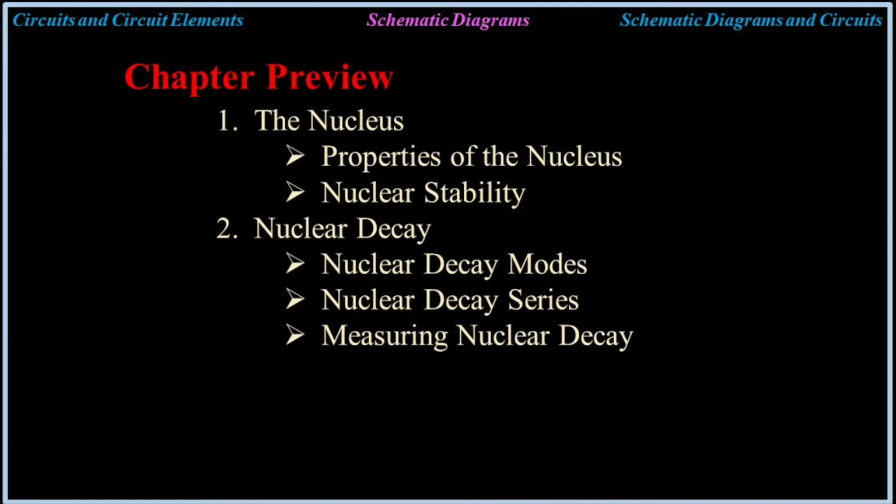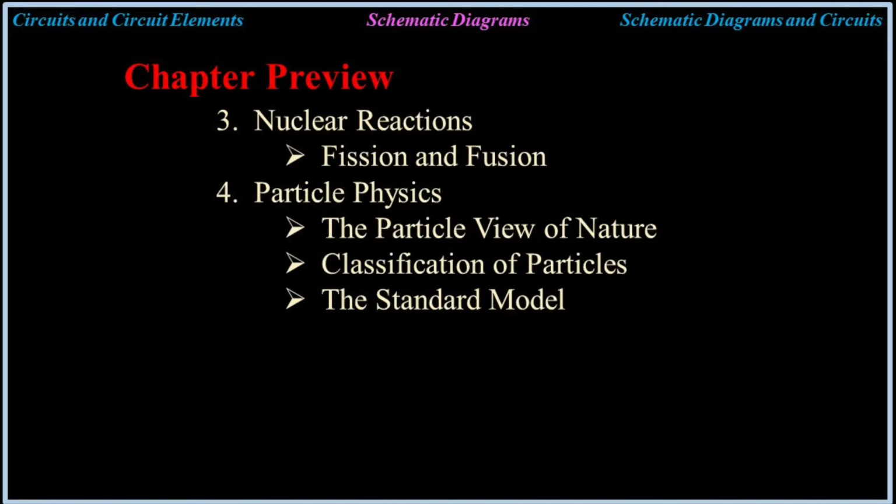Chapter preview, the nucleus. Section 1, broken into two subsections: properties of the nucleus and nuclear stability. Section 2, nuclear decay, broken into three subsections: nuclear decay modes, nuclear decay series, and measuring nuclear decay. Section 3, nuclear reactions, is simply one subsection: fission and fusion. Particle physics is three sections: the particle view of nature, classification of particles, and the standard model.